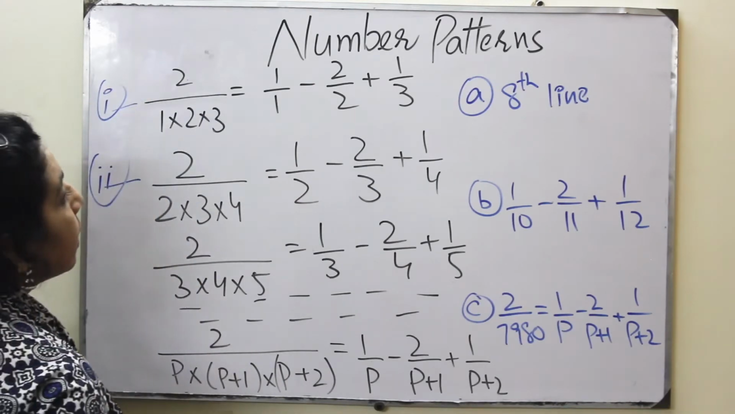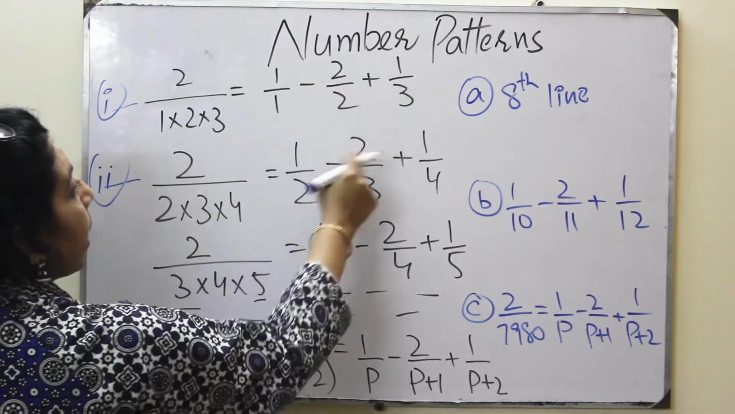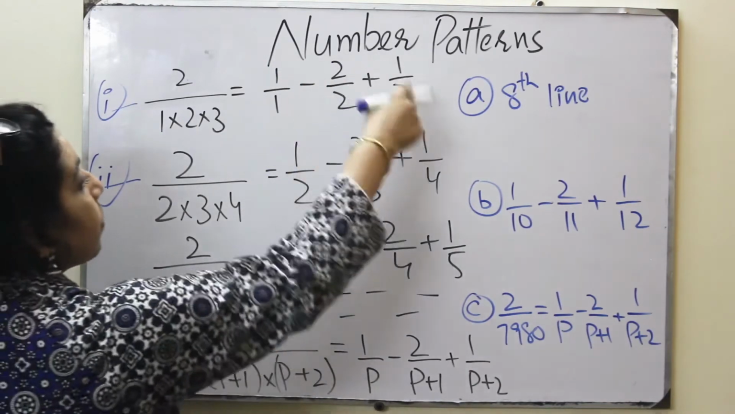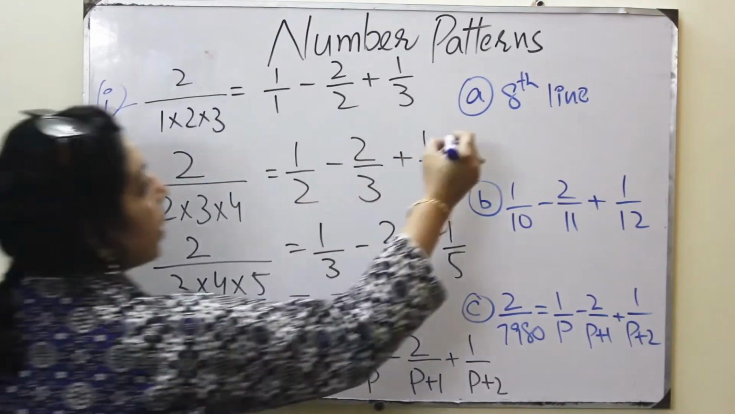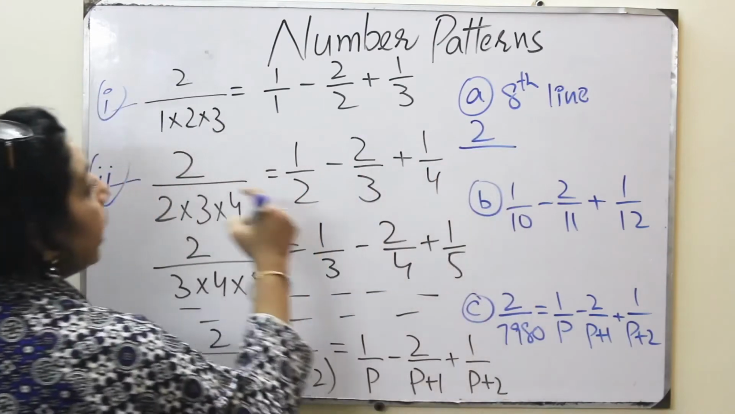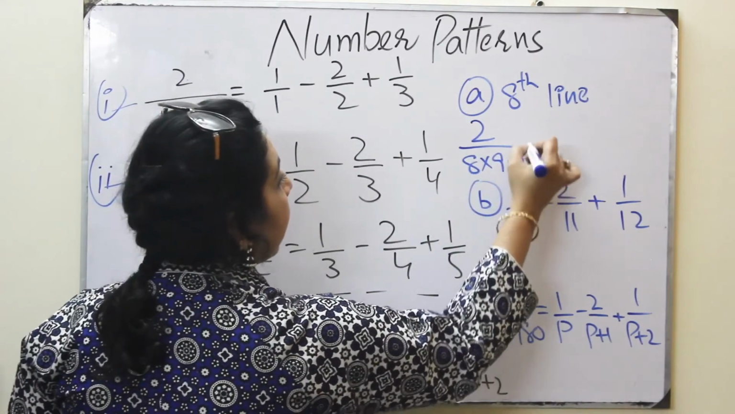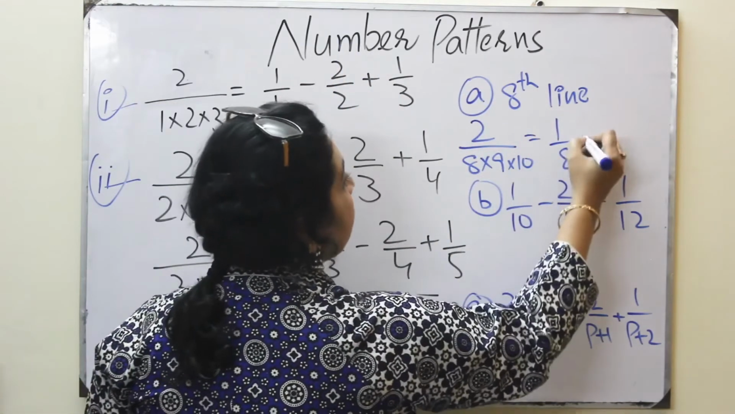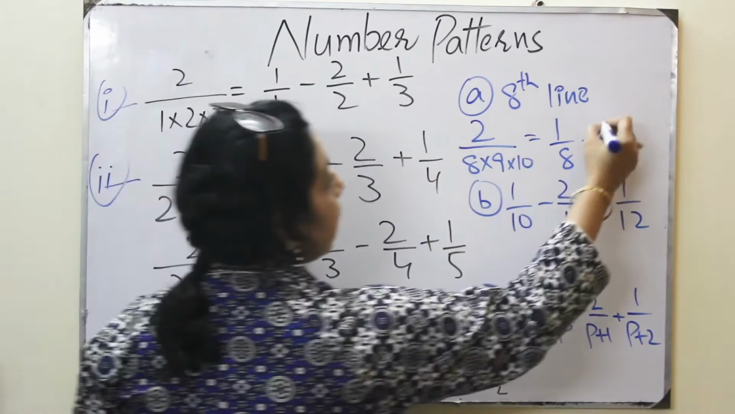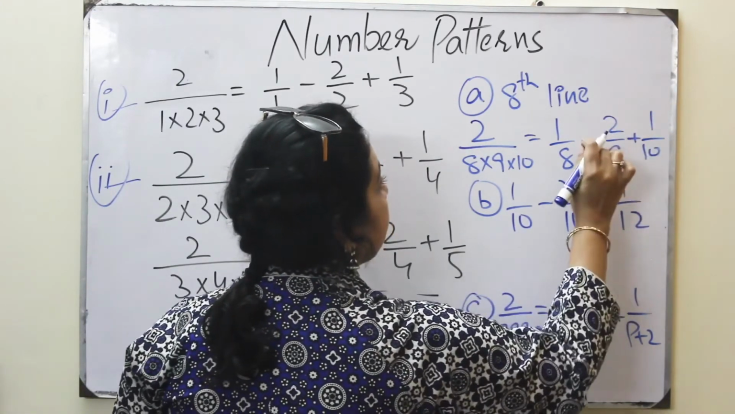The second thing is that the first number is 1 over, second number is minus 2 over, and the third number is plus 1 over. So we shall have the 8th line, we started with 2 over 8, 9, 10, and on the left side we shall have 1 over 8, minus 2 over 9, and then 1 over 10.